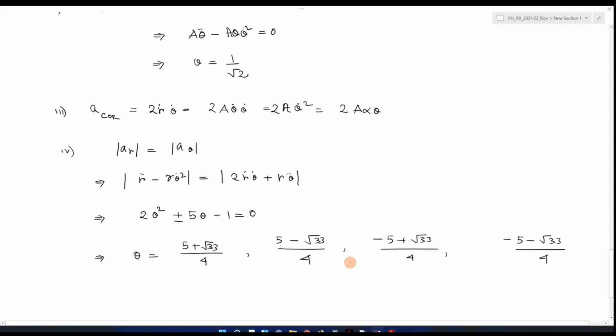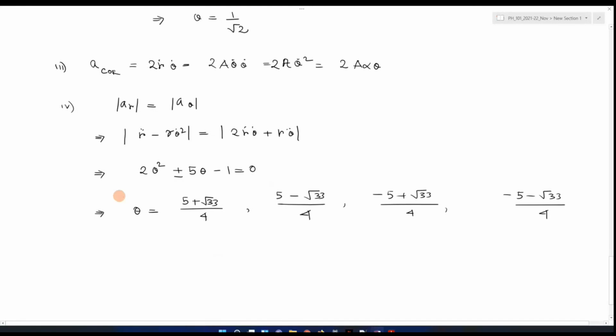First and third will be correct. First and second? Second and third? Only third? First and third. The first is not correct, because root 33 has more magnitude. And now tell me why this is not correct. Negative magnitude. Why can theta not be negative?